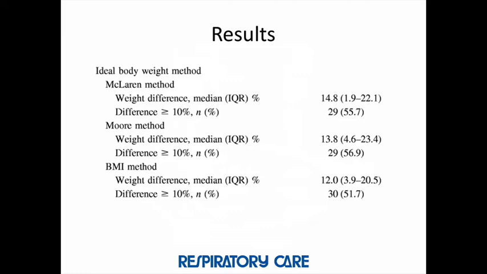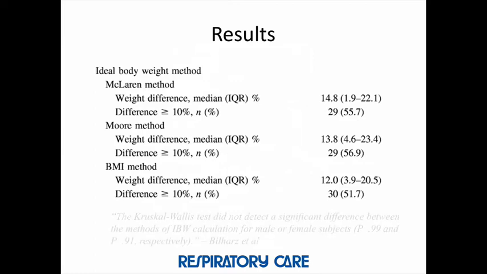The McLaren method, the Moore method, the body mass index method, there was no difference between them. However, if you look here, for each one of them, the difference greater than or equal to 10%, you see there, each one of those groups, more than half: 55.7% for the McLaren method, 56.9% for the Moore method, 51.7% for the BMI method. So again, more than 50% for each method had a greater than or equal to 10% difference between ideal body weight and actual body weight.